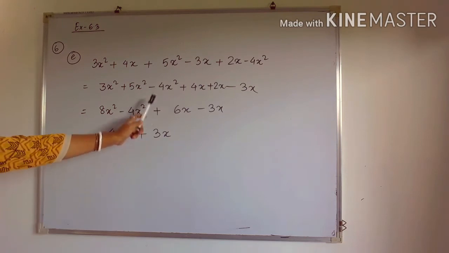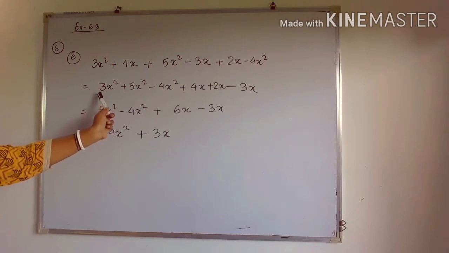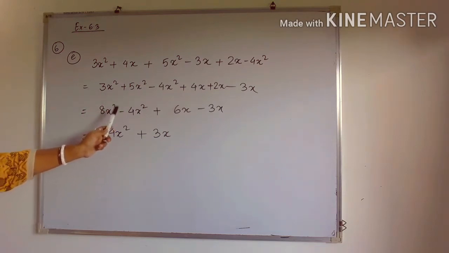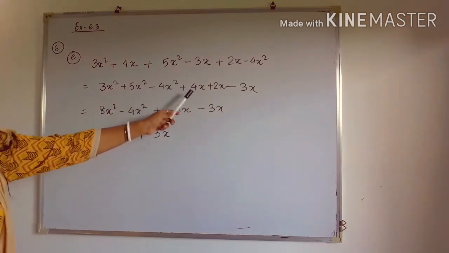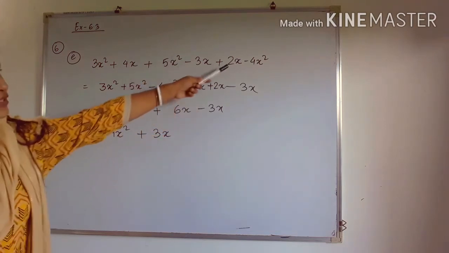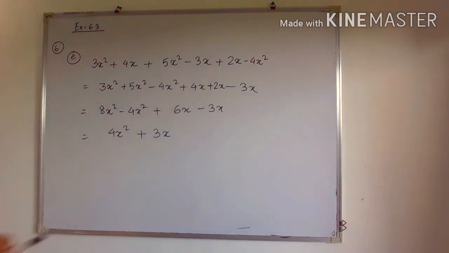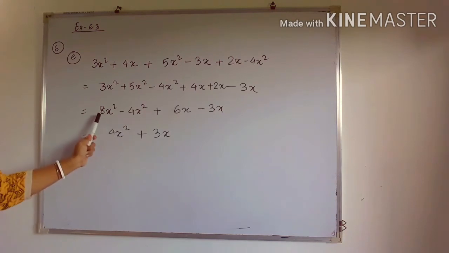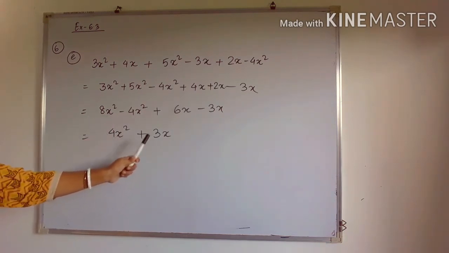Then 8x square minus 4x square. Here we are adding first because we are applying the BODMAS rule. According to the BODMAS rule, 5 plus 3 will be 8, 8x square, then minus 4x square. Next, here also 4x plus 2x, because 4x and 2x we have to add first according to the BODMAS rule. So 4x plus 2x will be 6x, and 6x minus 3x will be plus 3x. So 8x square minus 4x square is 4x square. So 4x square plus 3x.